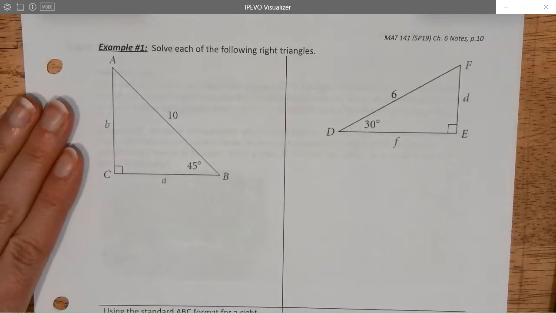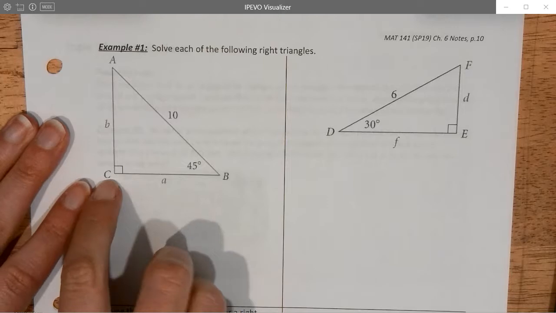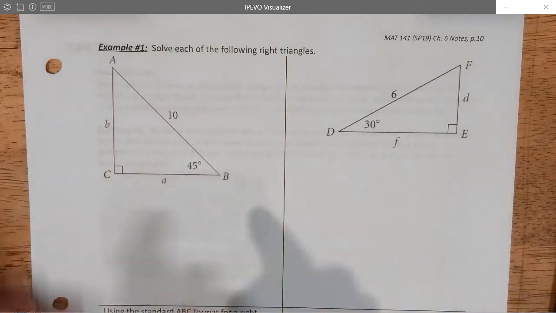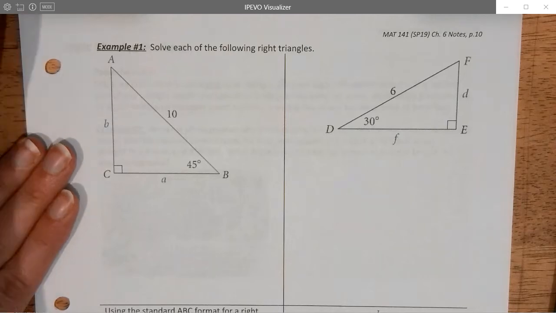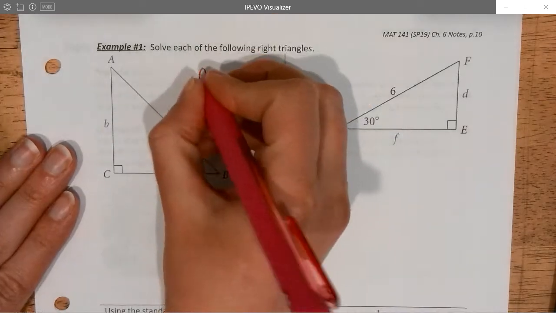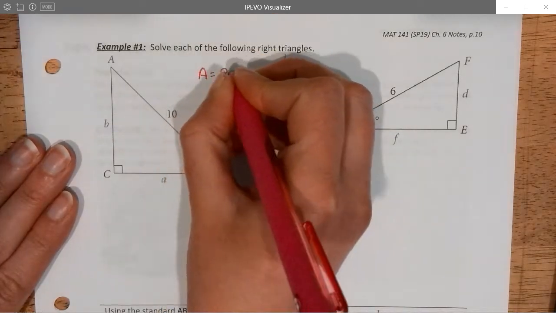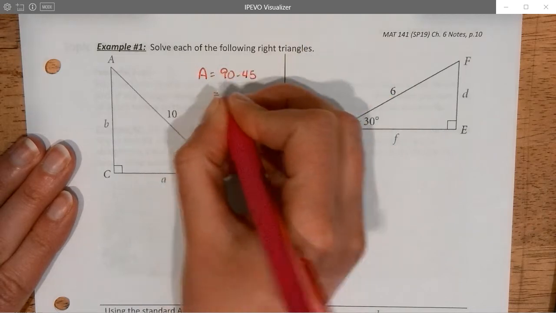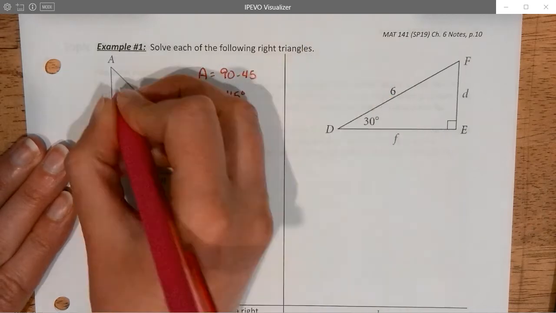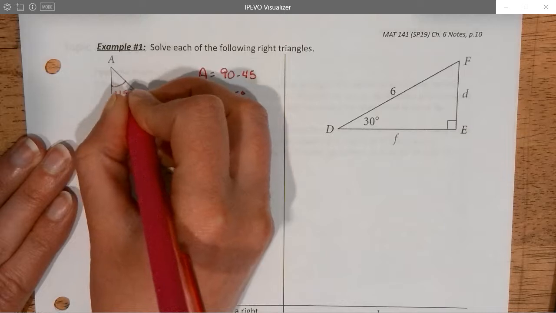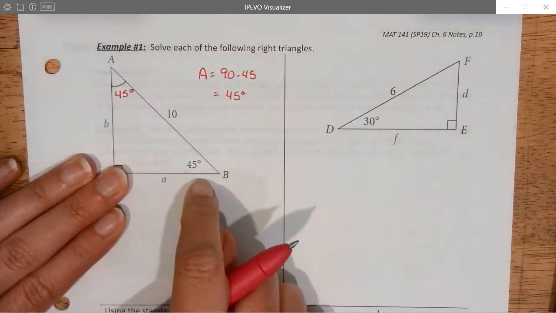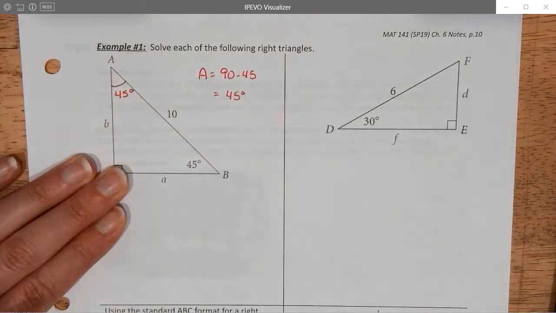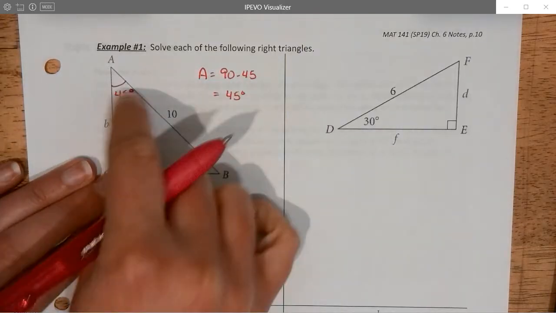Example 1, I want to solve each of the following triangles. I have c, and I have 45 for angle B. So angle A is going to be 90 minus 45, which is 45. Since I already have a 45-degree angle, the two angles need to add up to 90. I can take 90 minus 45 and get 45. Now I know all 3 angles.